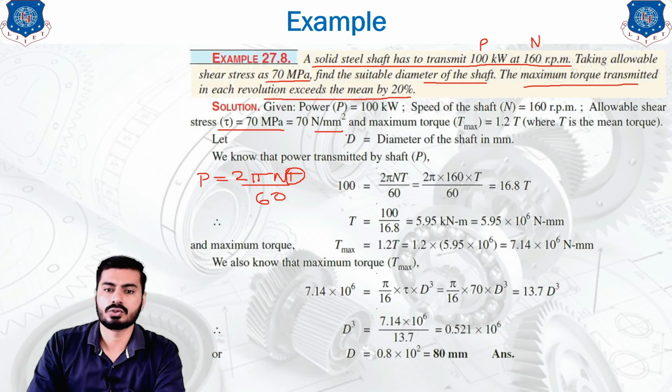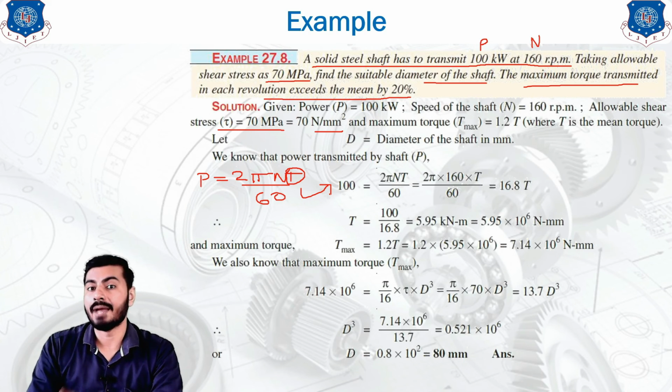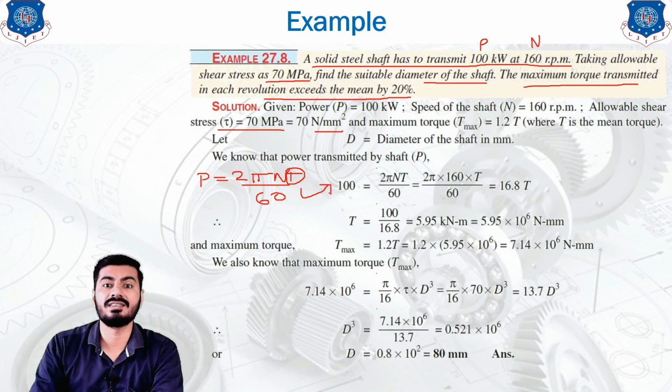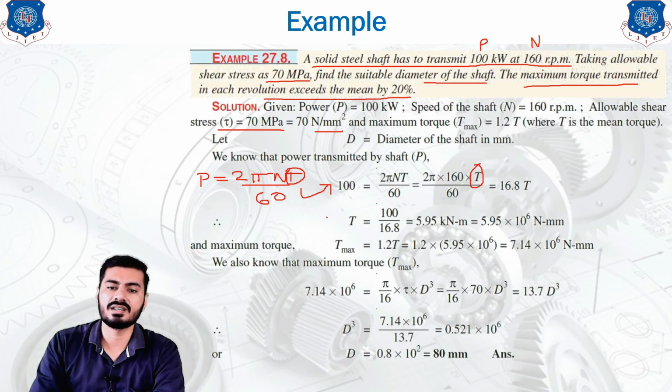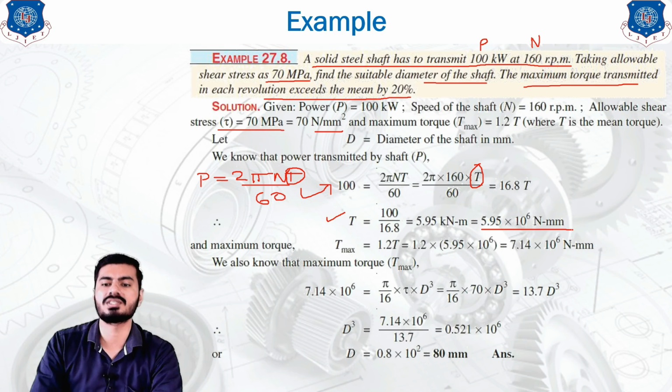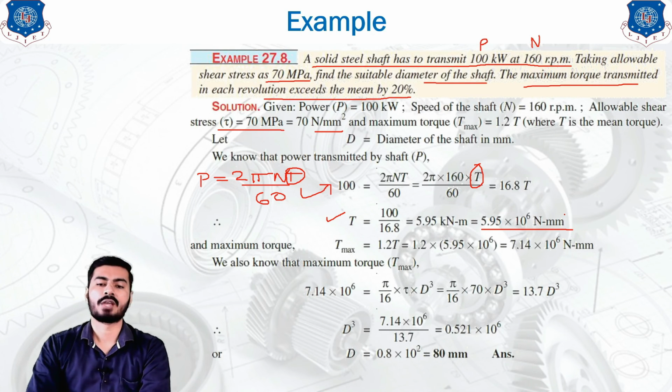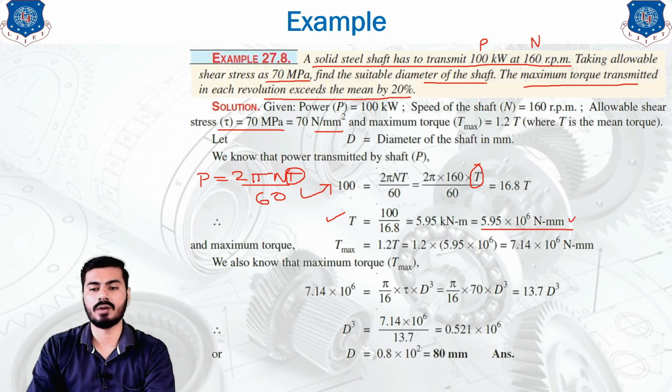And if your shaft can carry this much amount of maximum torque, then your shaft is safe for any working conditions. Okay, so what we are going to do, we are going to use this equation to find out the mean torque, and from this mean torque we are going to calculate the maximum torque, and based on that maximum torque we will calculate the diameter of the shaft. First of all we will put the given values into this equation. As you can see, the only unknown remaining in this equation is T, and if you make T the subject, then you will get the answer as 5.95 into 10 raised to 6 Newton mm. So this is our final answer of the torque.